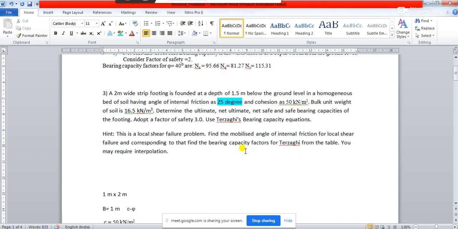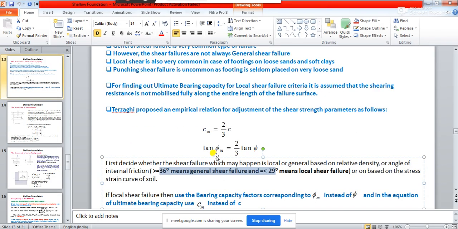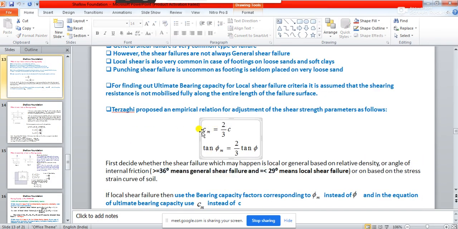What does Terzaghi say? Terzaghi says that if there is a local shear failure, you will have to change your cohesion to the mobilized cohesion, and you will have to change your angle of internal friction first to the mobilized angle of internal friction. So considering that, first you will have to change these two. First you will have to calculate the value of this phi m.